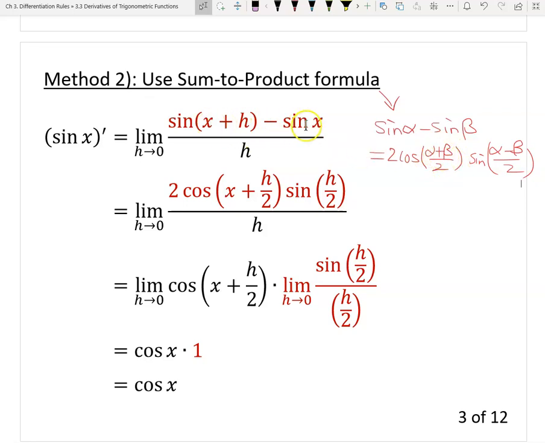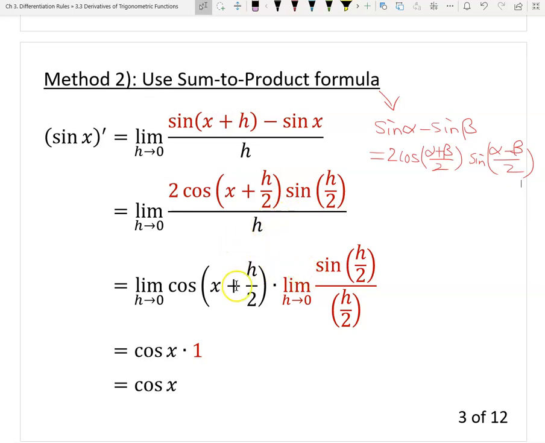The average of the two angles, x plus h plus x over 2, is of course x plus h over 2, and that is multiplied by sine. The second is half of the difference. Usually we say half of the difference. The difference x plus h minus x is h, and half of h is h over 2. You can see we just use this formula and we get the result.